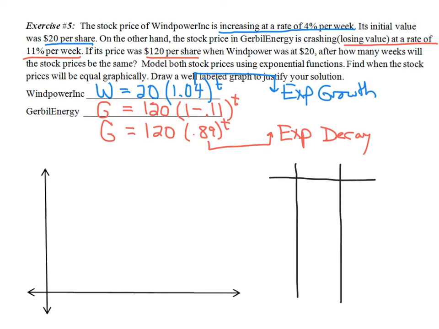So let's put T as our number of weeks in the first column. So let's start with 0 weeks, 1 week, 2 weeks. And you're probably going to have to scroll through your calculator to see where they're going to be close to equal to each other. W is going to stand for Wind Power Inc., and G will stand for gerbil energy. Now what I'd like you to do is go ahead and enter these two equations in your graphing calculator, fill in your table of values, and then we'll come back and look at our table and then do a graph.